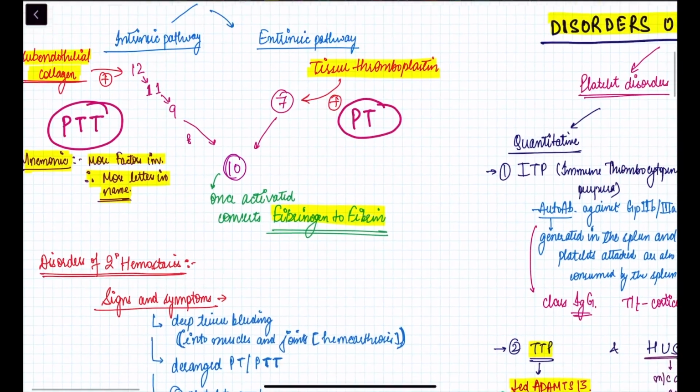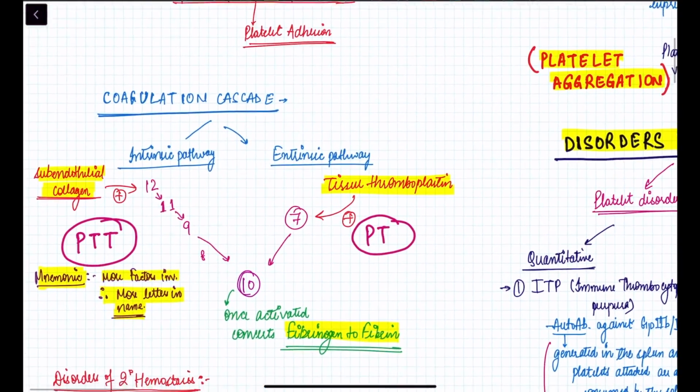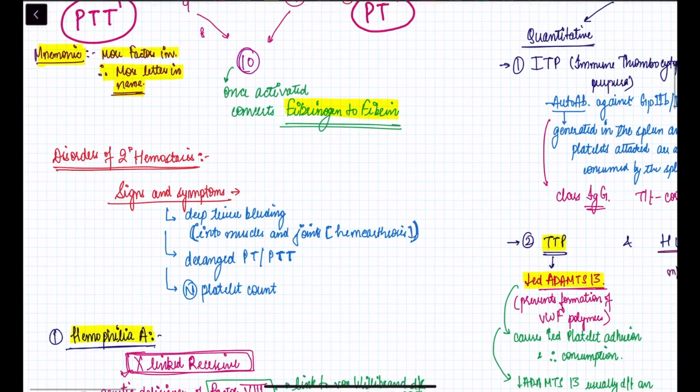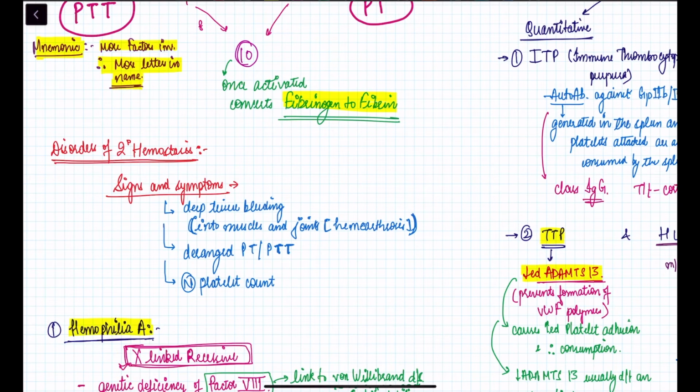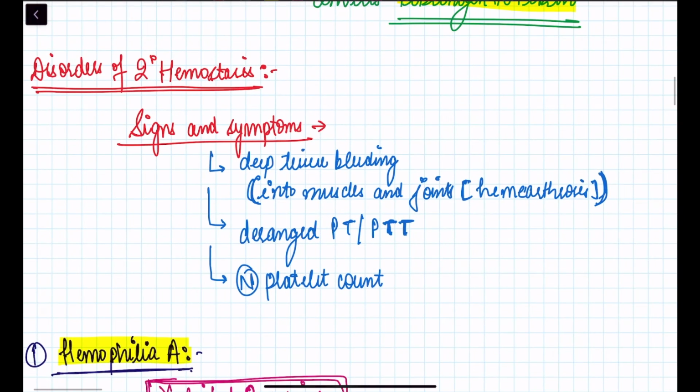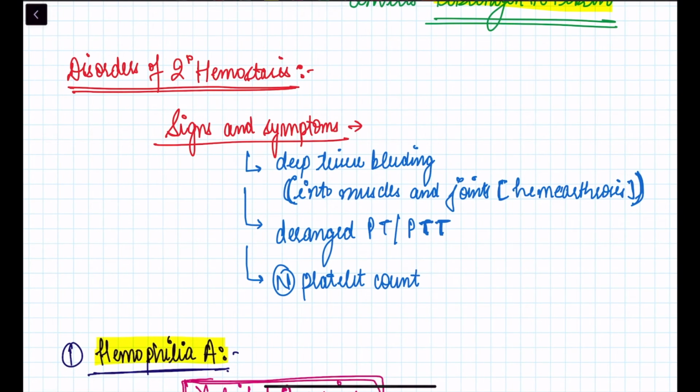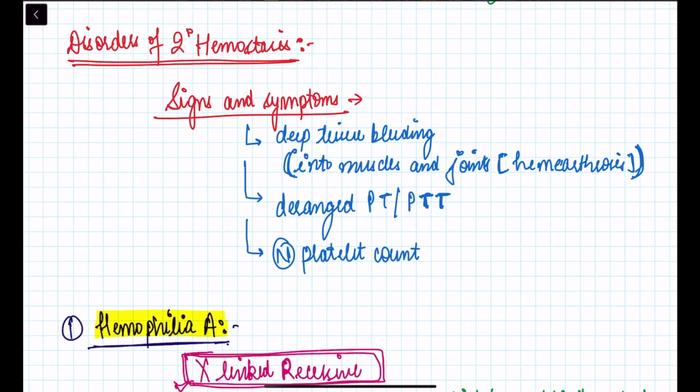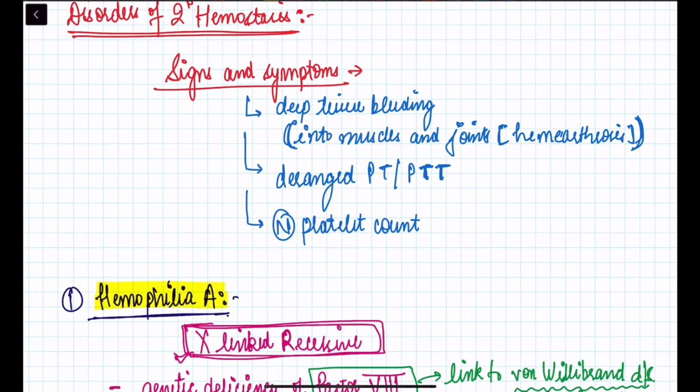So now that we're aware of the normal pathway of secondary hemostasis, we can discuss the disorders of secondary hemostasis, or the coagulation cascade. And first, let's discuss the signs and symptoms. So remember, with primary hemostatic pathway disorders, we just had superficial bleeding, skin and mucosal bleeding.